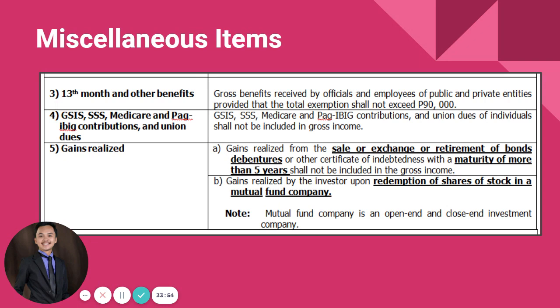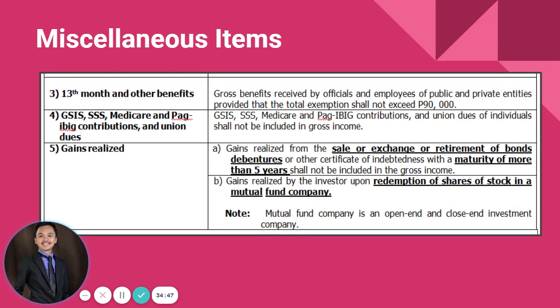And number five, your gains realized from a sale or exchange or retirement of bonds, debentures, or other certificate of indebtedness with a maturity of more than 5 years will not be included in the gross income. So we already discussed this dito sa atong individual taxation, guys, na if there is interest income from investments with more than 5 years na maturity, such will be exempted. Pero kung ilahan nang i-terminate less than 5 years, so dira na musulod tong passive income na 1, 3, and 5% ata yun, if I'm not mistaken.